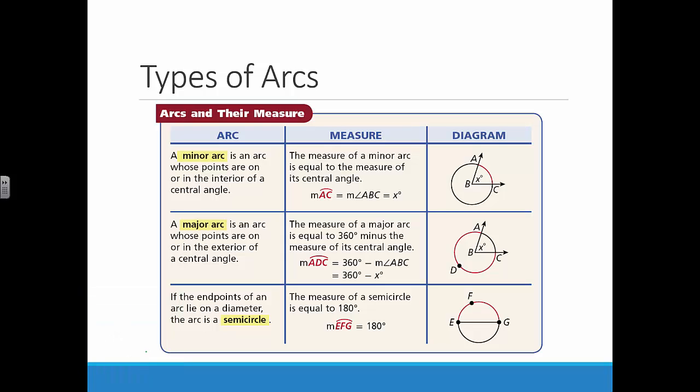Now when we name these, we can't name them exactly the same way. So AC covers this distance right here, and that would be x degrees. But if you wanted to talk about the one around it, you need to give 3 letters so that you know I'm going in the opposite direction. So we have a random point out here, D. A to D to C wraps all the way around. And since a circle is 360 degrees, you can just subtract however big this is here. The measure of a semicircle is always 180 degrees because it's half of a circle.